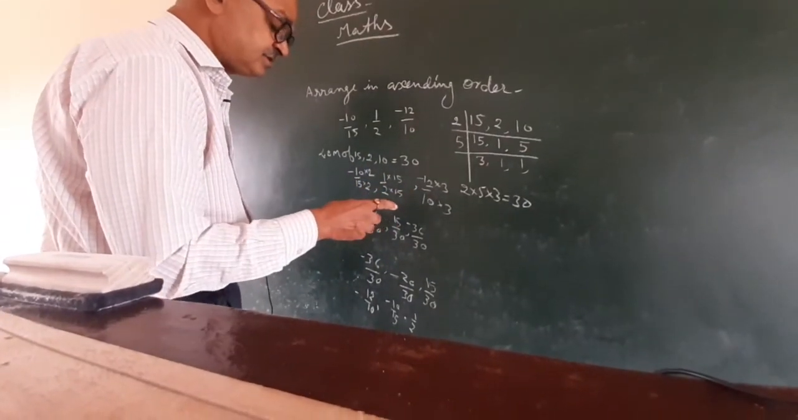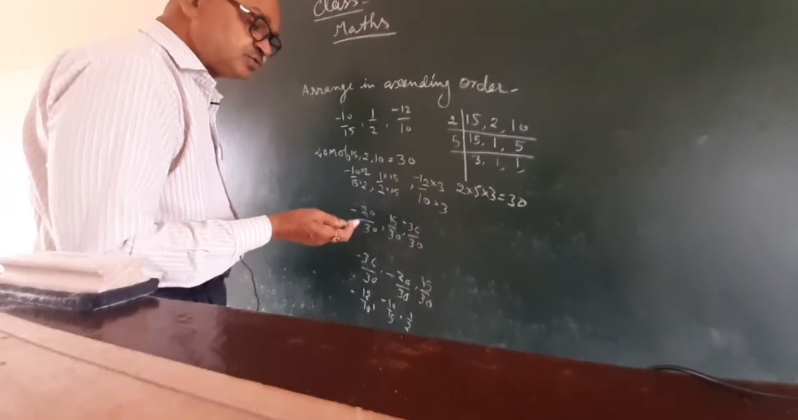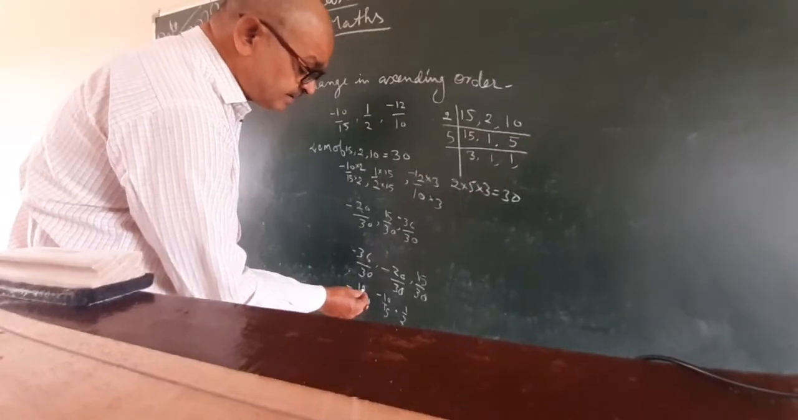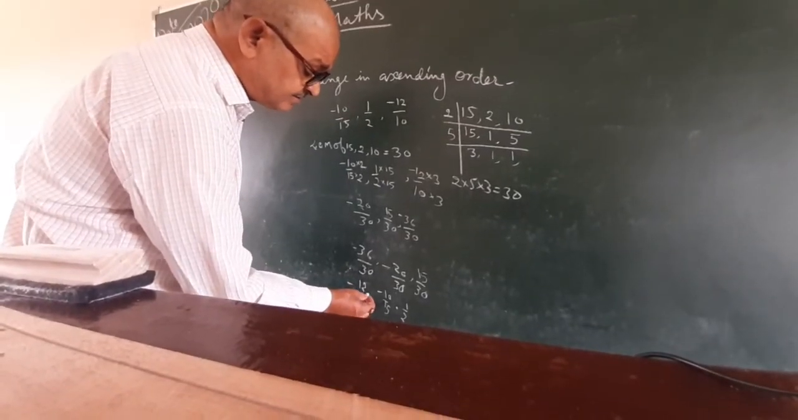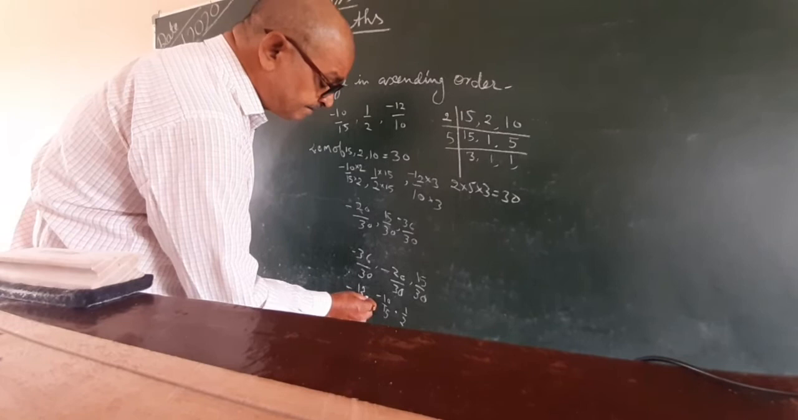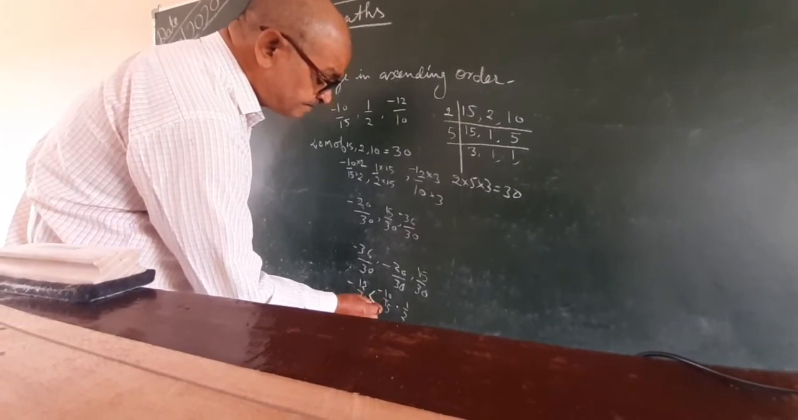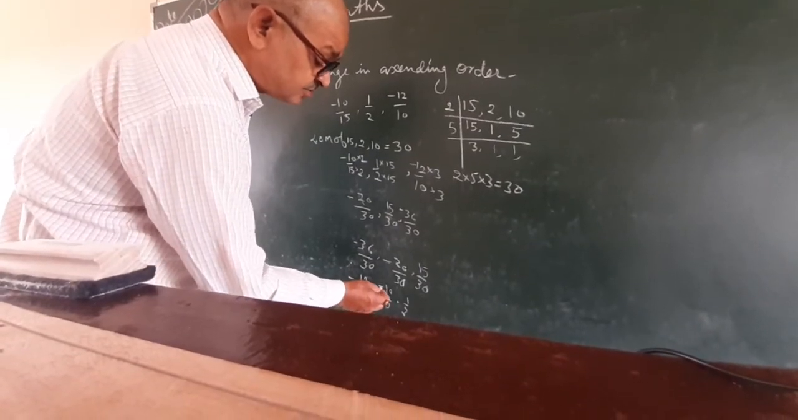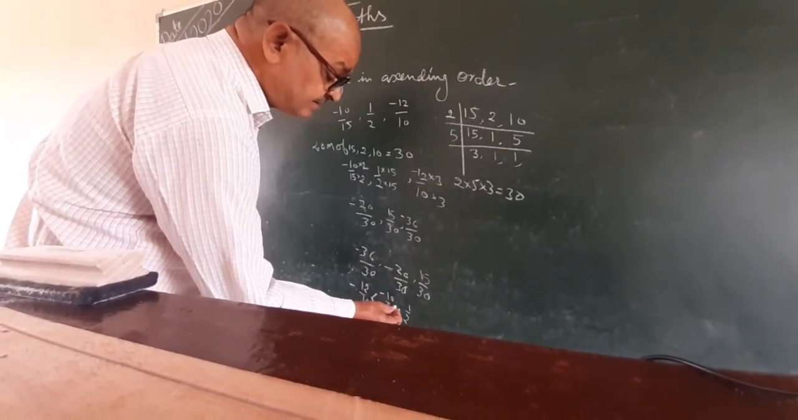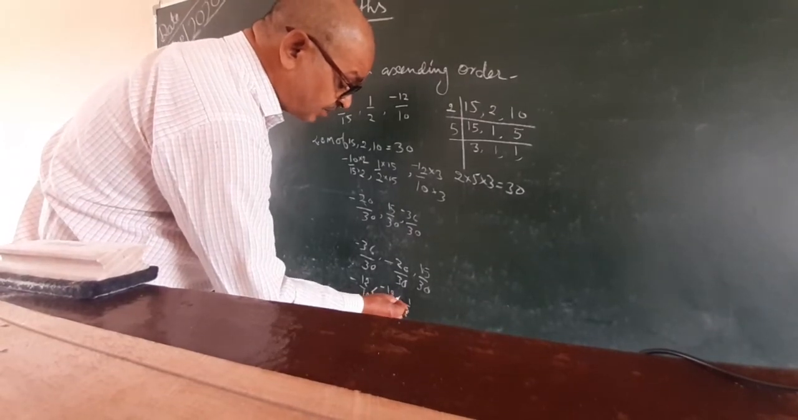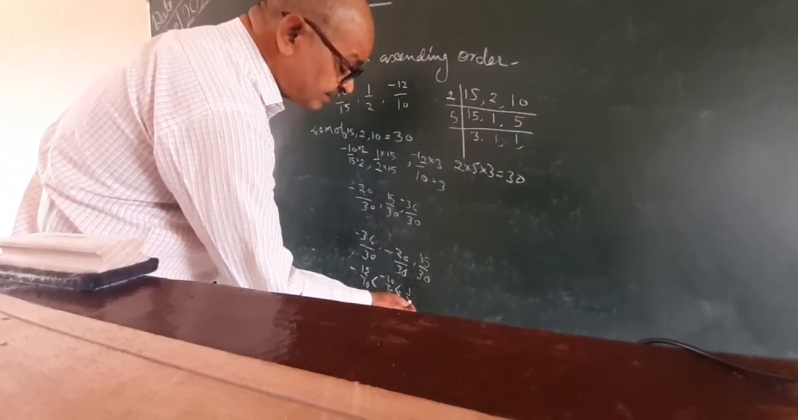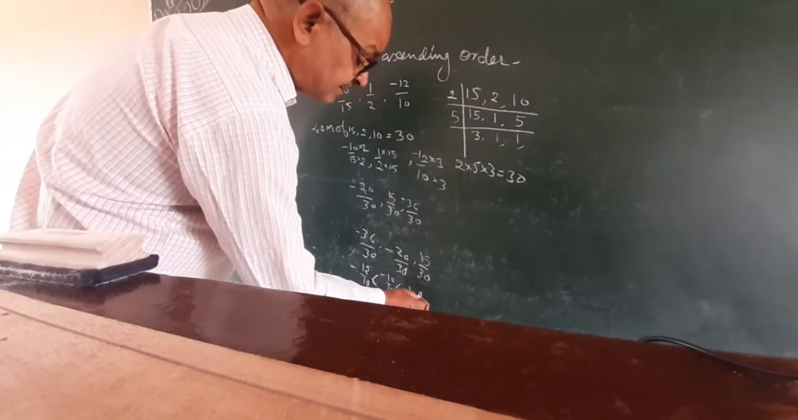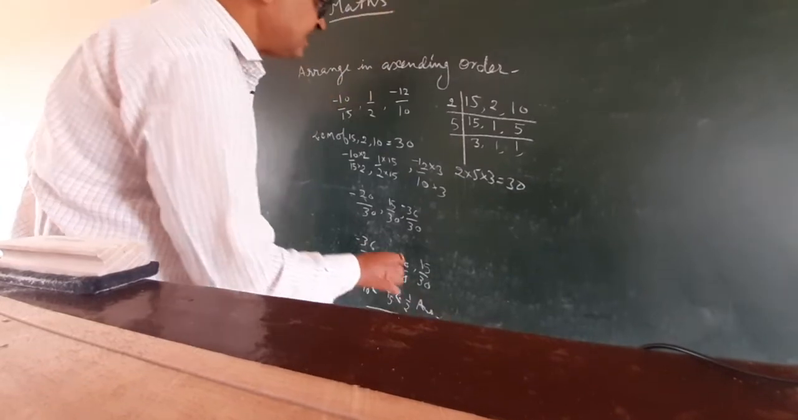Ascending order means the series is increasing. -12/10 is the smallest number, then -10/15 is next, and 1/2 is the greatest. These numbers are in ascending order.